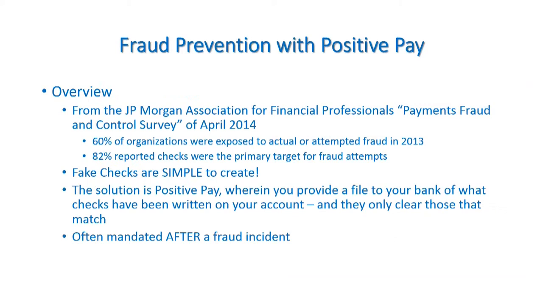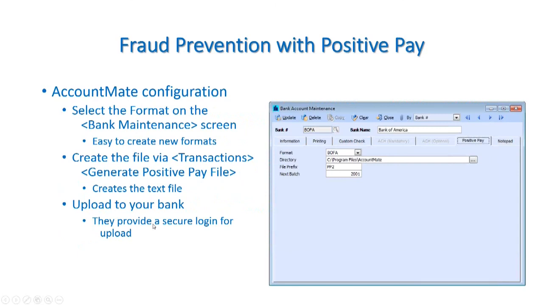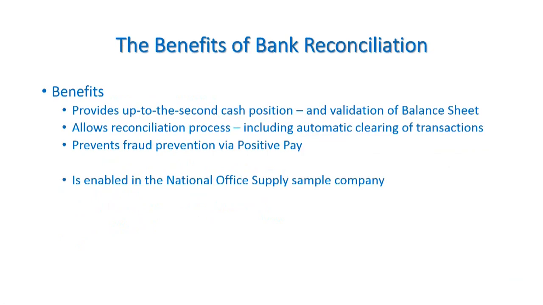We've had numerous clients pick this up after a fraud incident. Typically, the bank will eat the first incident of fraud, but that's not always the case. But after there's one case of fraud, they will often mandate that you provide them a positive pay file. Of course, every bank has their own little format of how they want it. There's definitely no industry standard on setting this up. But there are numerous formats built into AccountMate on the bank maintenance screen.